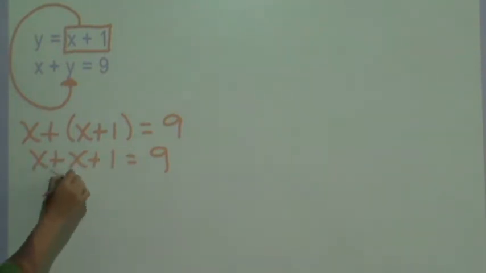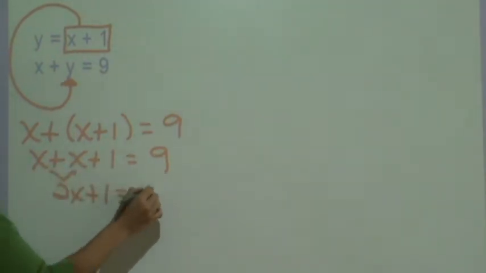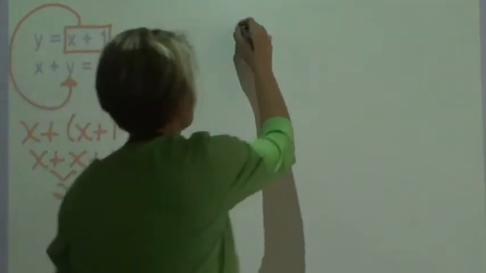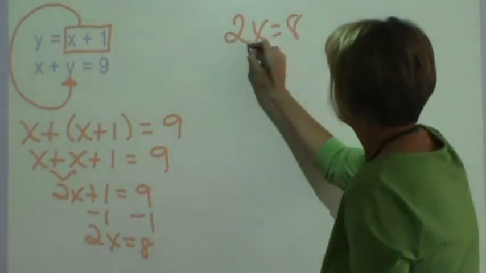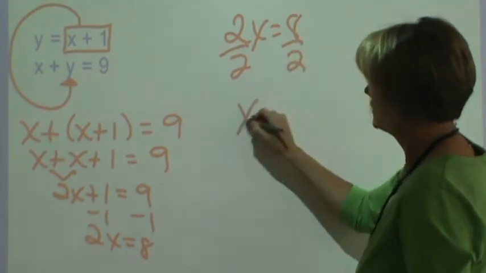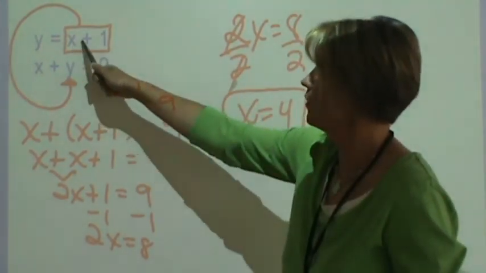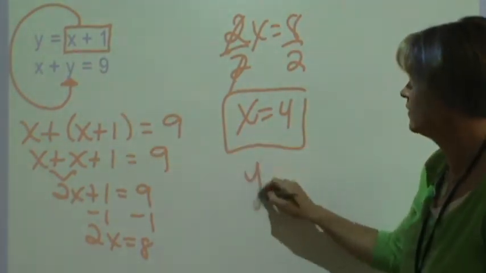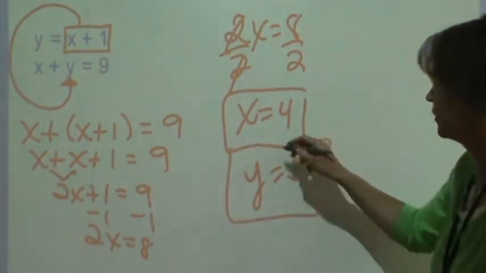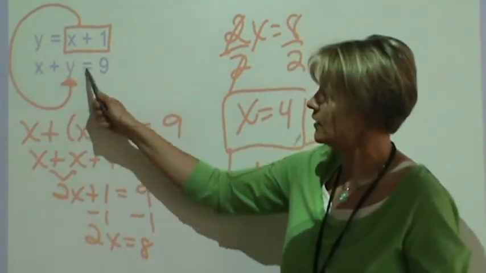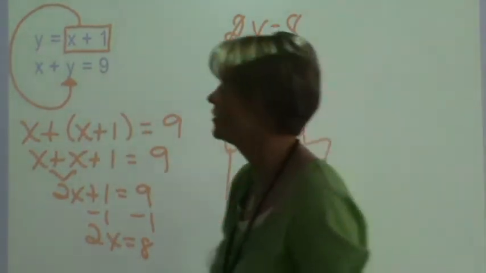We could combine the x's. Then get our numbers on the other side, so 2x equals 8. Divide by 2, so x equals 4. If x is 4, 4 plus 1 gets me 5. Or I suppose I could have done that here too. We're going to say, well, if x is 4, 4 plus what gets me 9? So again, same answer as 5.